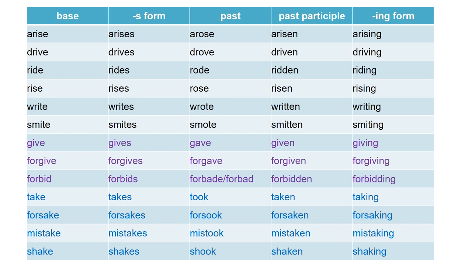Let's look at the third set, the ones in blue. These go from one sound to another, and then they come back to the original sound. For example, take, took, taken. You'll notice that there's a sound shift in the past, and then they go back to the original sound, A, in the past participle. Forsake, forsook, forsaken. Mistake, mistook, mistaken. Shake, shook, shaken. With the purple ones, it follows the same pattern in that it returns to the original base form when pronounced in the past participle. Give, gave, given.